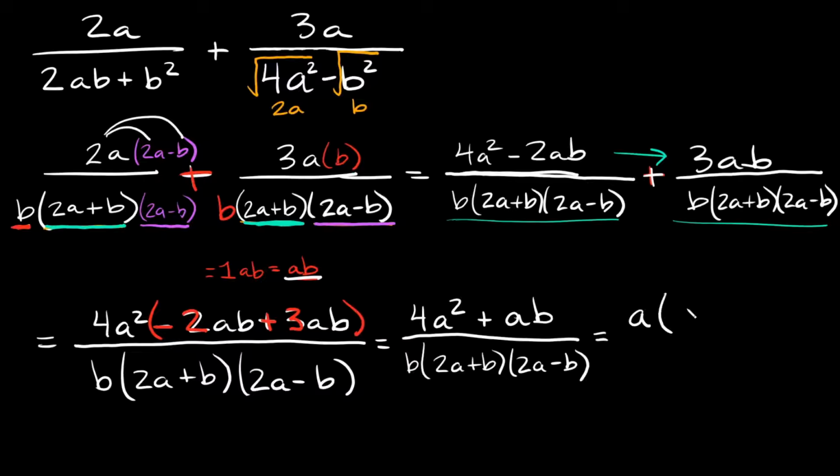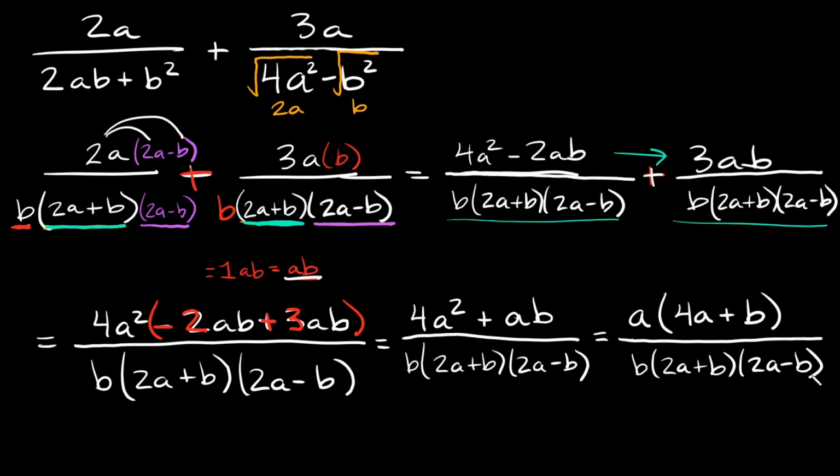So then on top, we're going to be left with 4a plus b. And then in the denominator, again, we still have b times 2a plus b times 2a minus b. So we factored the top and the bottom as much as possible, and there's nothing we can cancel out, because we don't have any common factors on the top and the bottom. So this would be your final answer right there. All right, let's try one last example.